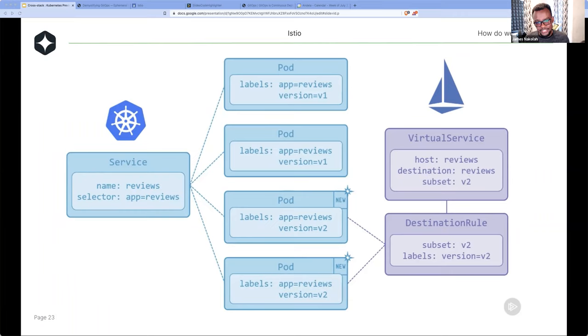So each pod now has two labels. One is of course the app name, which is reviews, and one is the version. The native Kubernetes service is going to route traffic to all those pods. Now the virtual service is going to route all the traffic to the native Kubernetes service, but it's going to use destination rules to apply a subset of that traffic to a subset of the pods.